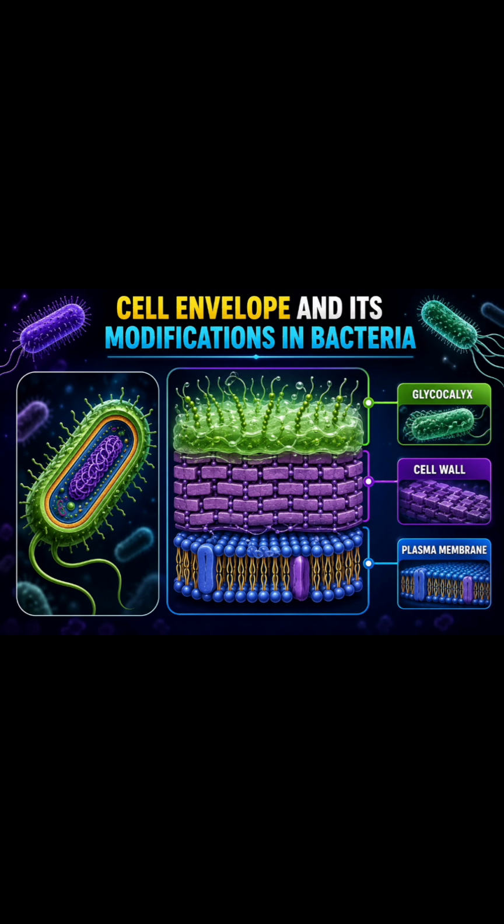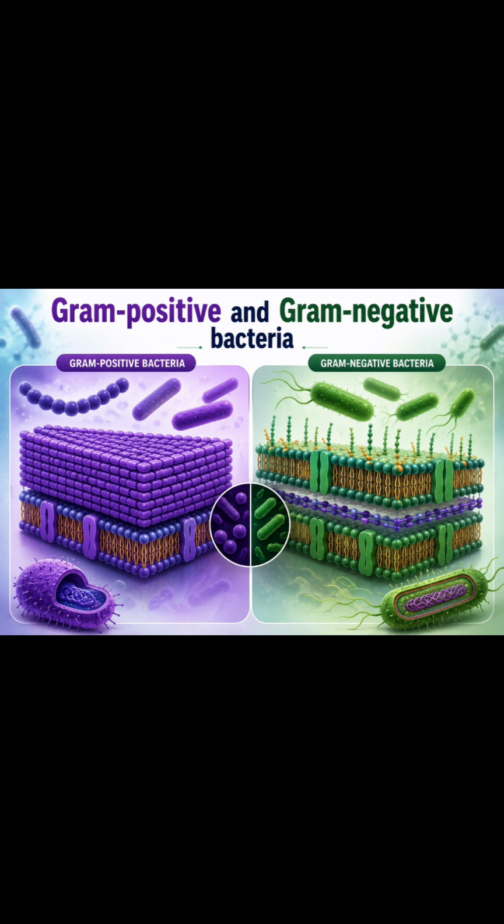The second one is the cell wall, followed by the plasma membrane. A difference in cell wall makes two kinds of bacteria. One is gram-positive and the other is gram-negative bacteria. When you see a gram-positive bacteria, peptidoglycan layers will be more and it forms a thick layer, whereas in the gram-negative bacteria, a lipid layer is followed by a single layer of peptidoglycan and it is followed by the plasma membrane.